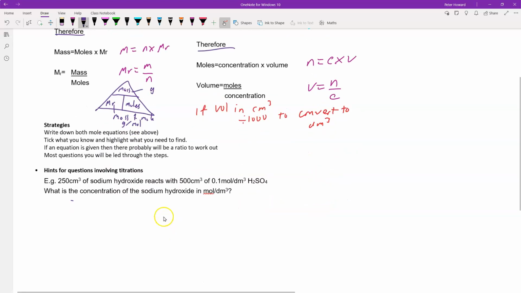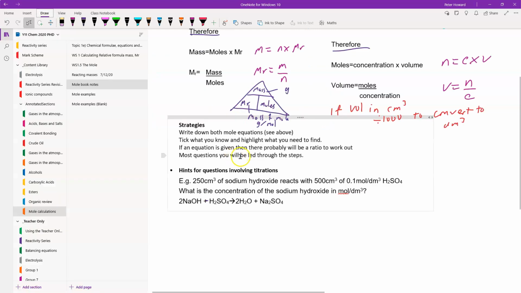Now, my strategy is write down both mole equations. Mass is moles times Mr, and concentration is moles over volume. Tick what you know and highlight what you need to find out. If an equation is given, it probably means there's going to be a ratio to work out. And most questions will lead you through the steps. So let's try applying this strategy.